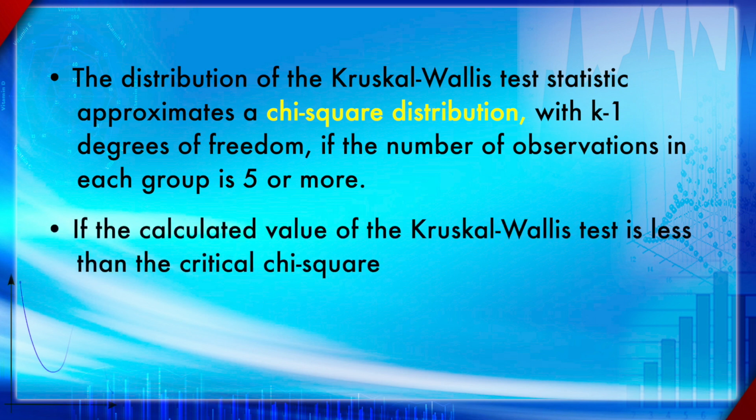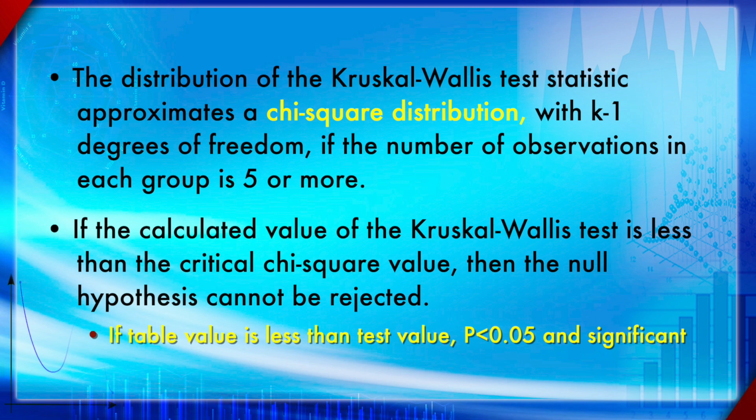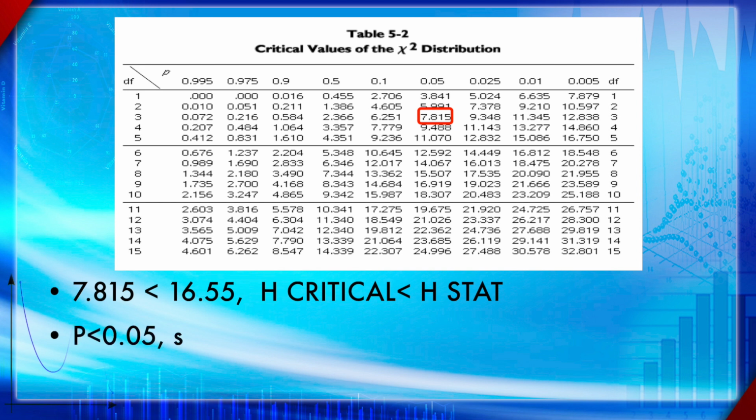So if the calculated value of the Kruskal-Wallis test is less than the critical chi-square value, then the null hypothesis cannot be rejected. The interpretation is just like any other test, not like the earlier non-parametric tests such as the Mann-Whitney U test. So if the table value is less than the test value, the p-value must be less than 0.05 and the results are significant. Here, as you can see, 7.815 is the table value, which is in fact less than 16.55, the test value, and therefore the p-value must be less than 0.05 and the results are significant.